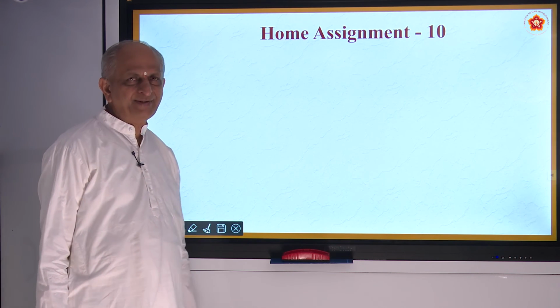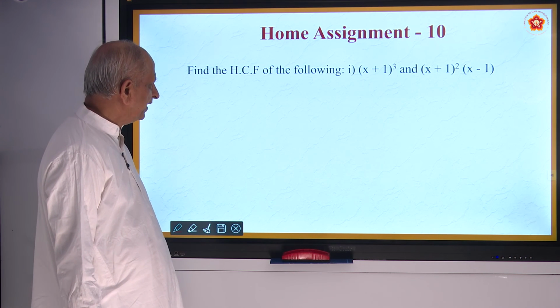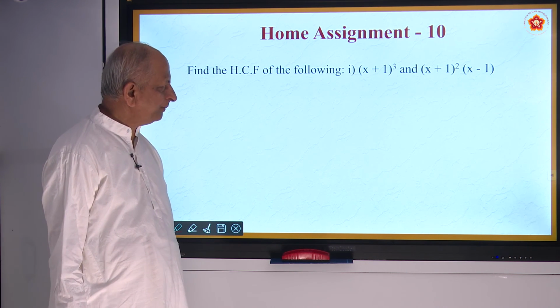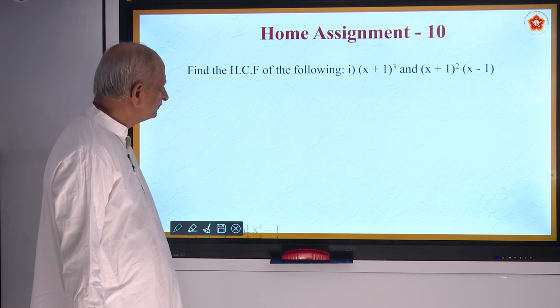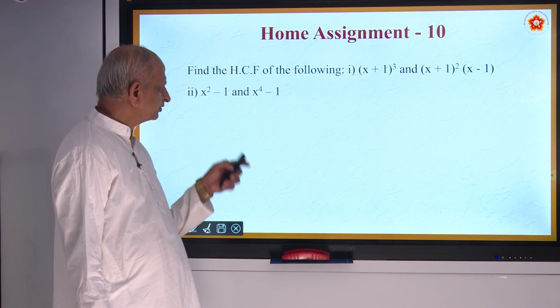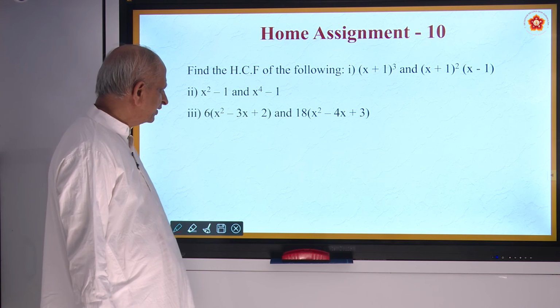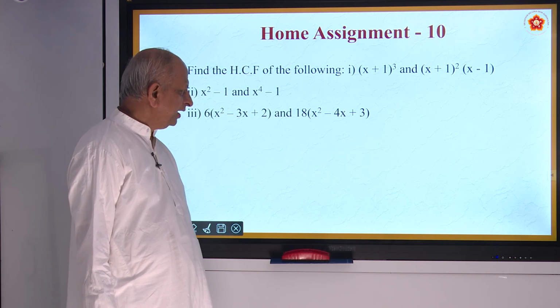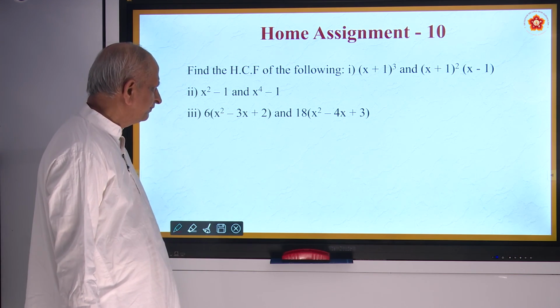Now we will come to the home assignment of part 10. Find the HCF of x plus 1 whole cube and x plus 1 whole square into x minus 1. Very simple. Another one, x squared minus 1 and x to the power of 4 minus 1. Third one, 6 into x squared minus 3x plus 2 and 18 into x squared minus 4x plus 3.